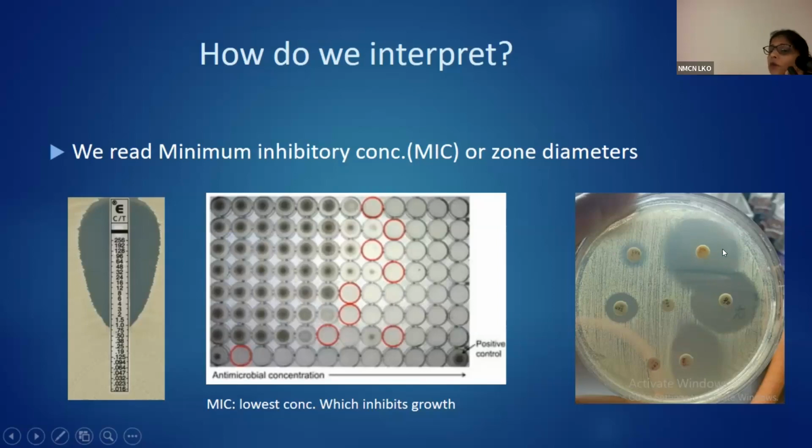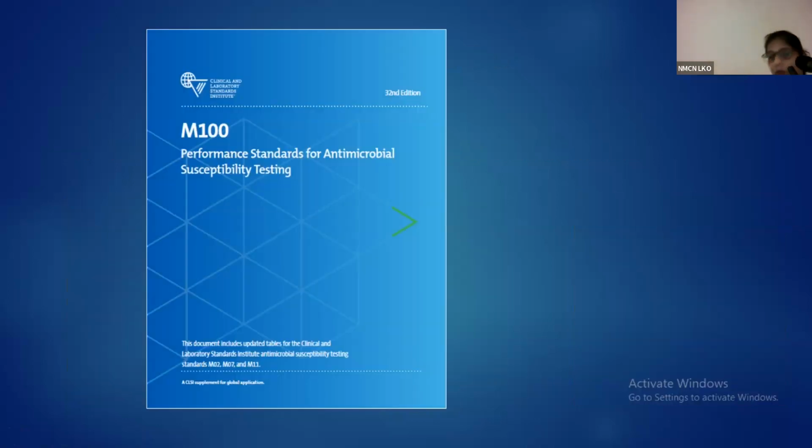So what we do is we just measure the diameter of this zone, and we compare these MICs and zone diameters with the breakpoints. What are the breakpoints? A reading of 30 or 20 is meaningless, right? We have to compare it with something. So we have authorities like CLSI; in our lab, we follow the CLSI standards. This is the Clinical and Laboratory Standards Institute, which annually updates the breakpoints.